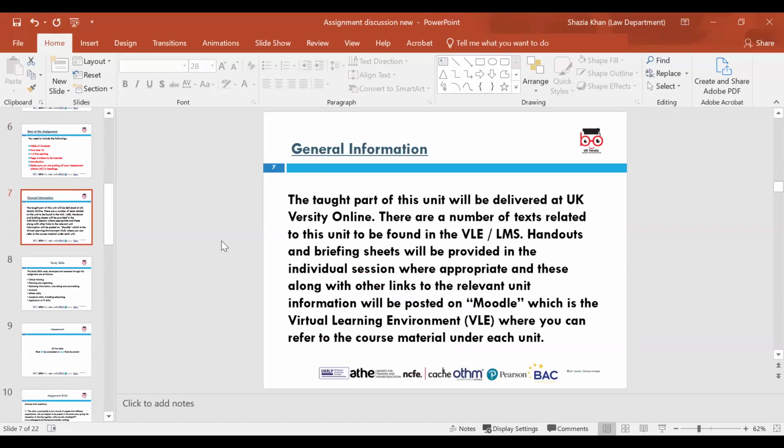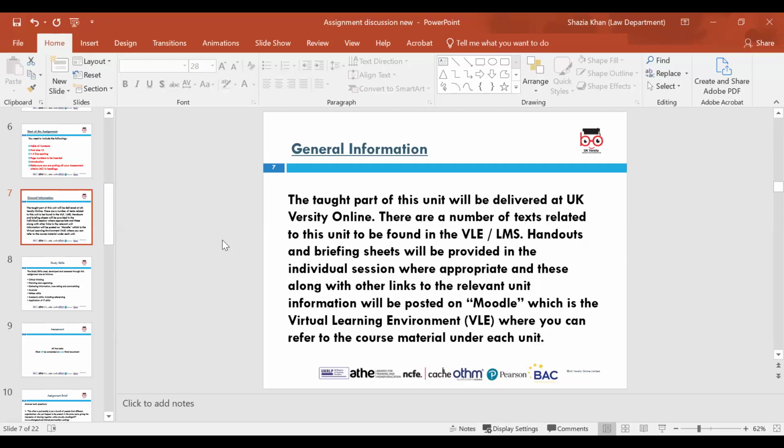General information. Because all the units are taught online, the main VLE, which is the virtual learning environment that UK Varsity use and other institutions, is Moodle. Moodle will have everything. It'll have your assignment discussion. It'll have all your recordings of learning outcome 1, 2, 3, and 4. It'll have the guidance for the assignment. It'll have all the policies. It has your assignment writing guidance. It'll have everything, any sort of additional reading, any forms, anything you need to be getting off Moodle.